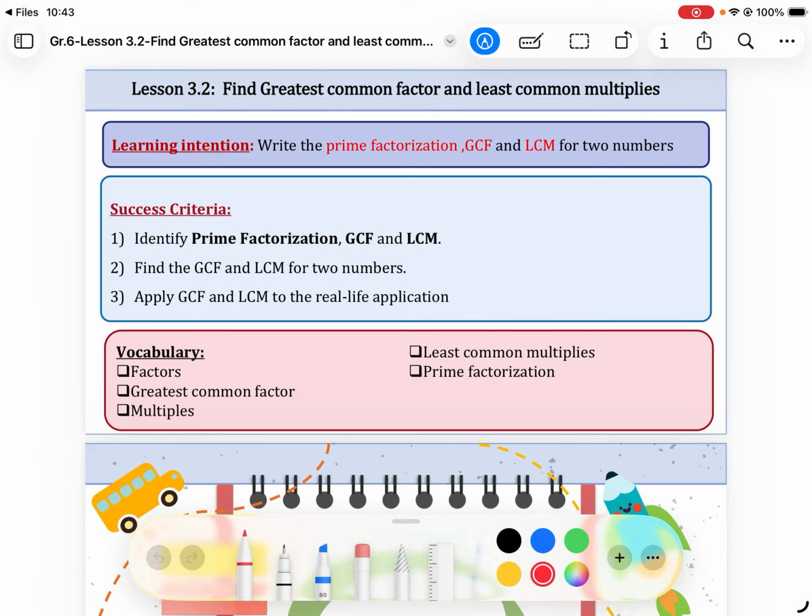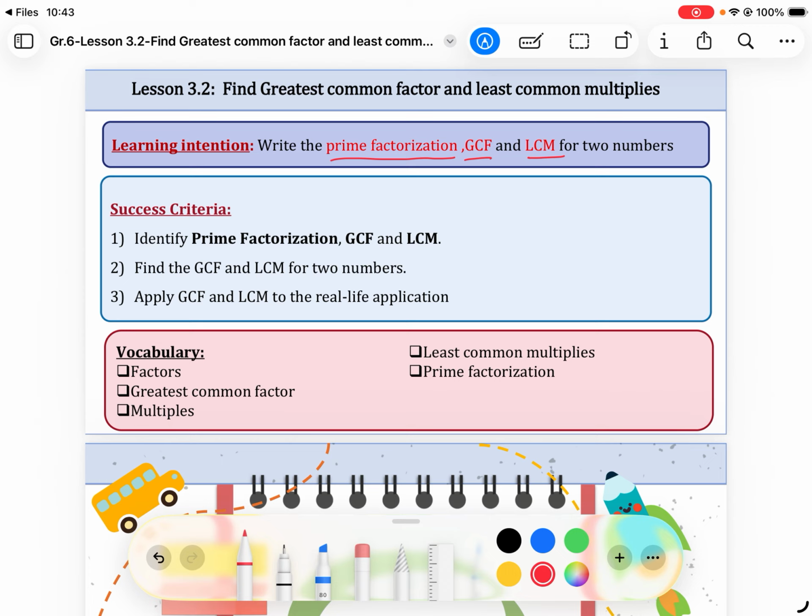So, today's lesson we will be talking about 3.2, how to find the greatest common factor and least common multiples. The learning intention of today is number 1. We're going to write the prime factorization, the GCF and LCM, and then the LCM for any two numbers.